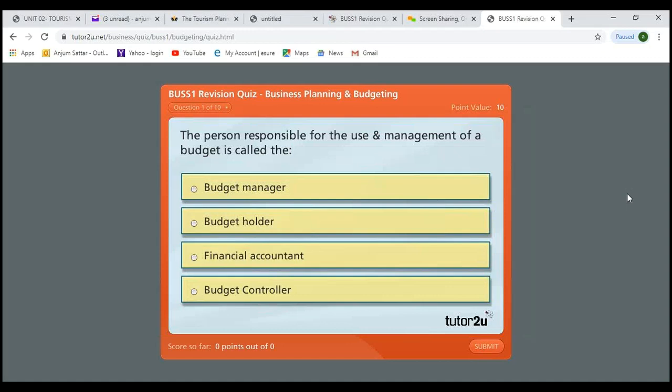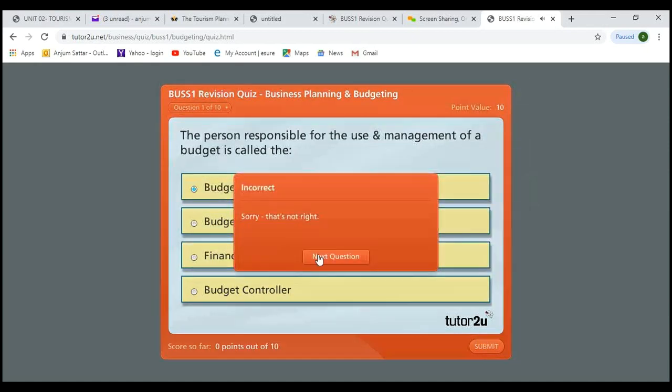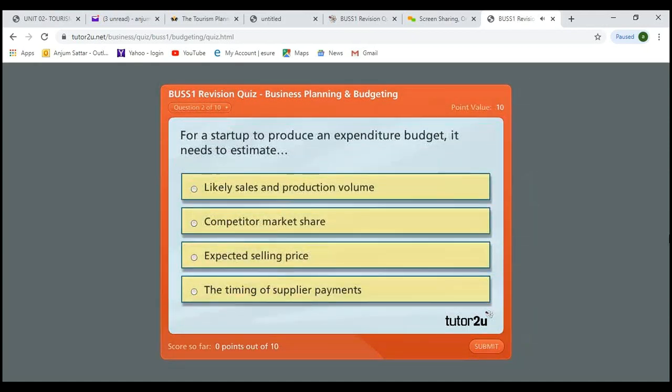Let's see. The person responsible for the use and management of the budget is called... So, budget and plan. You plan something, you don't have a budget. Looking from a business perspective, what can we call it: a budget manager, budget holder, financial accountant, or budget control? I think between the accountant or the budget manager, it depends how big the business is, but I'm not sure.